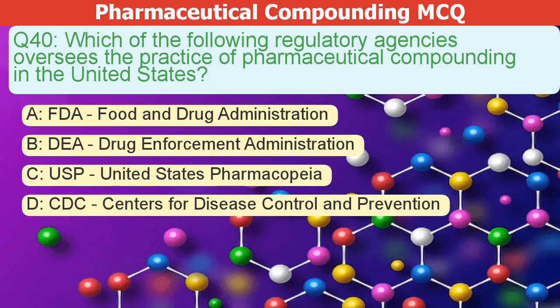Which regulatory agency oversees pharmaceutical compounding in the US? A. The Food and Drug Administration, or FDA. B. The Drug Enforcement Administration, or DEA. C. The United States Pharmacopoeia, or USP. D. The Centers for Disease Control and Prevention, or CDC.